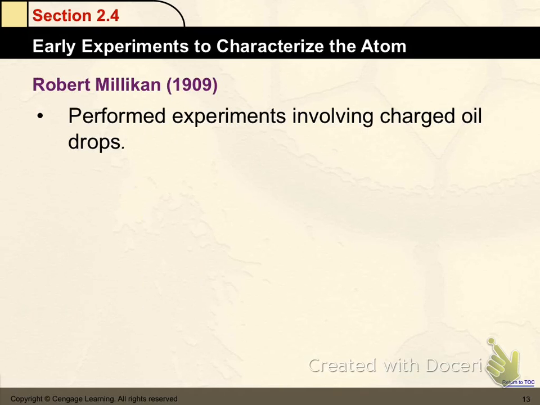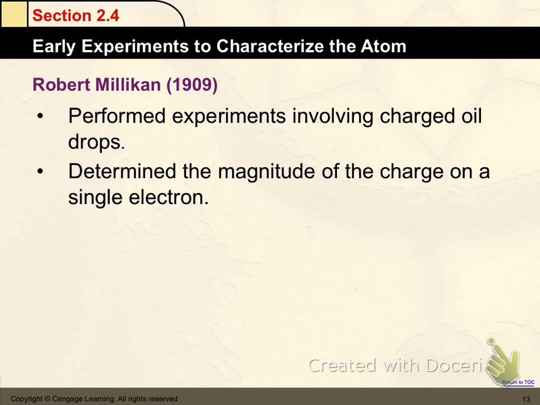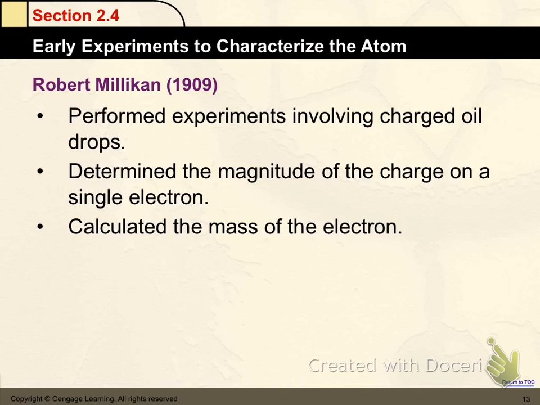All right, so how did we find out the actual charge and the actual mass of the electron? It came to Robert Millikan in 1909 to do that. So he performed experiments involving charged oil drops. He charged oil, like a spray of oil, as it passed down through essentially what looked like a coffee can. And then those tiny, tiny droplets of oil became charged with electrons. And he determined the magnitude of the charge on a single electron.